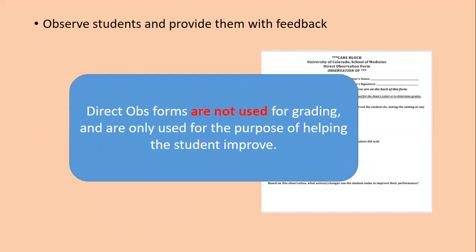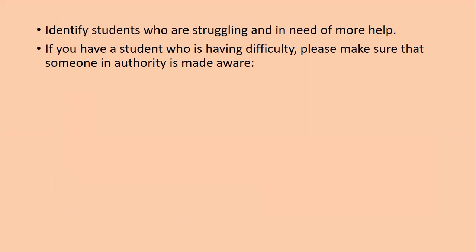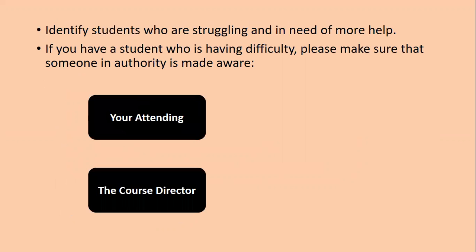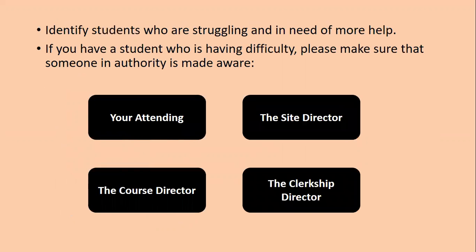Direct observation forms are not used for grading and are only used for the purpose of helping the student improve. If you have a student who is having difficulty, please make sure that someone in authority is made aware. Options include your attending, the course director, the site director, or the clerkship director.